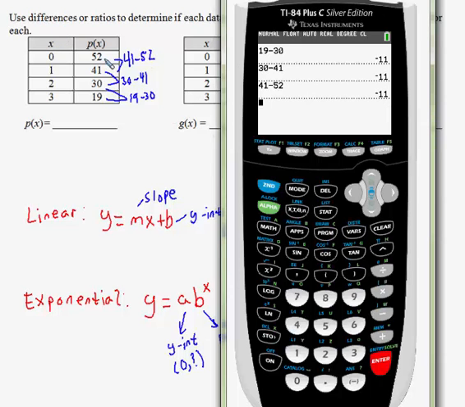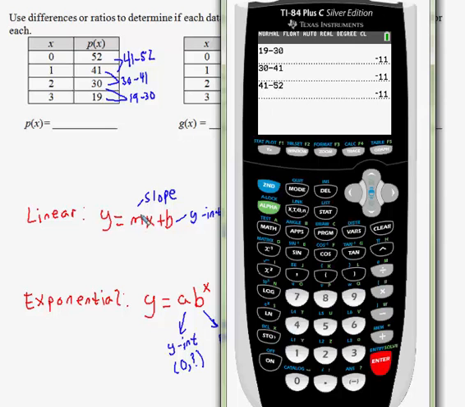What that means is the data is going down 11 units every time the input goes up by 1. So to get from 52 to 19, you could successively subtract 11, subtract 11, subtract 11. So this is linear, and it turns out that's the slope.